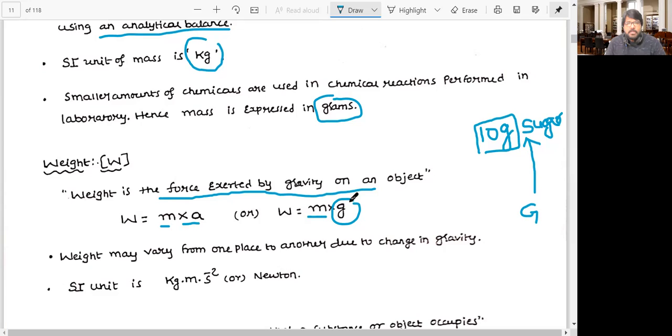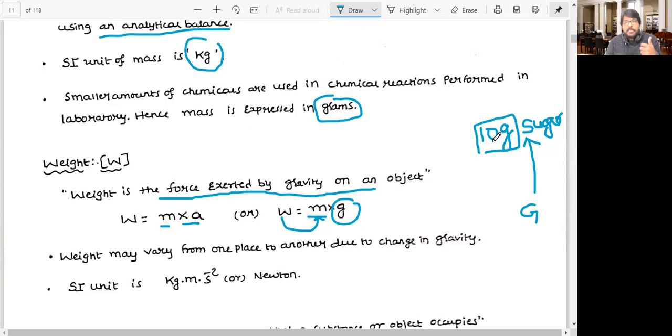Otherwise, for example, here we are on Earth. So g is constant. As long as you are on Earth, g is constant. In that situation, I can say weight is directly proportional to mass. You may get a doubt here. So you said mass is a constant.